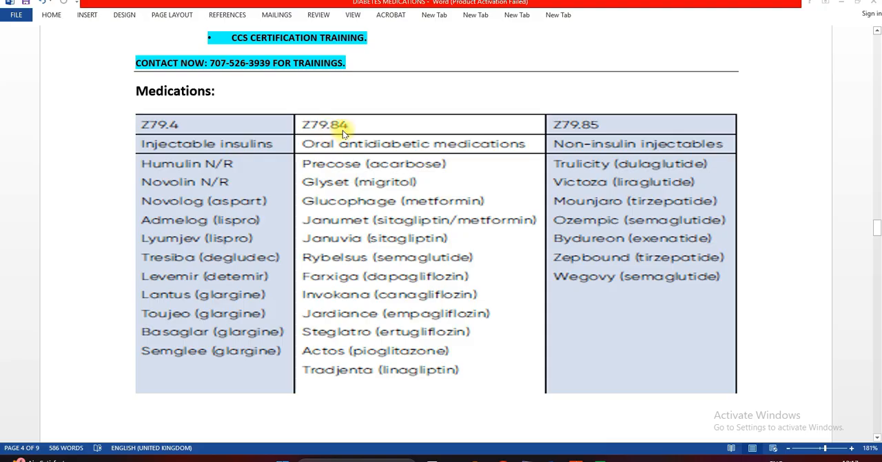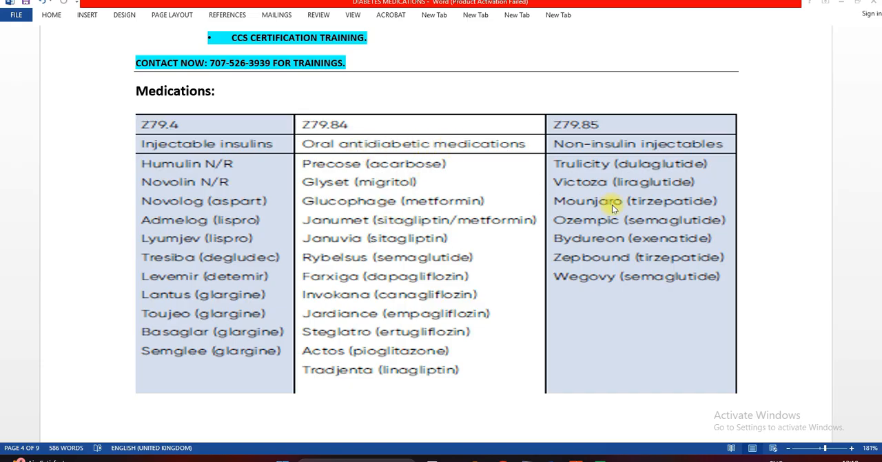Next we have Z79.84, oral anti-diabetic medications. What are the examples for Z79.84? Precose, Glucotrol, Glucophage. Most of the time we will see Glucophage, otherwise we will see it as metformin, and also you will see Janumet, Januvia, Rybelsus, Farxiga, Invokana, Jardiance, Tradjenta, Actos. Basically this is simple. Whenever you see these medications in the documentation, you need to think the patient is taking oral anti-diabetic medications.